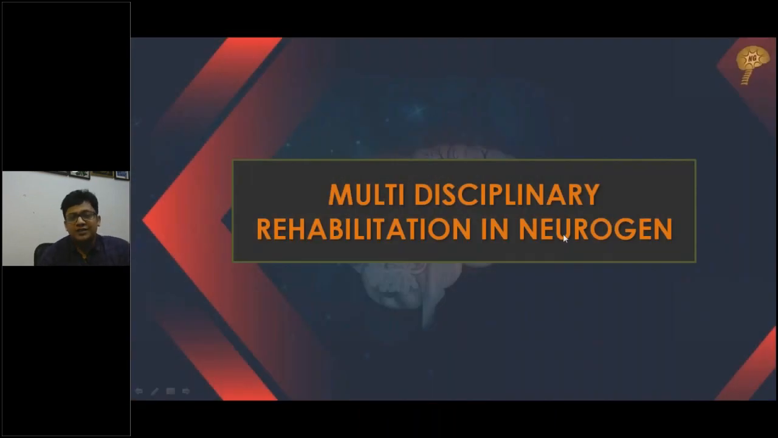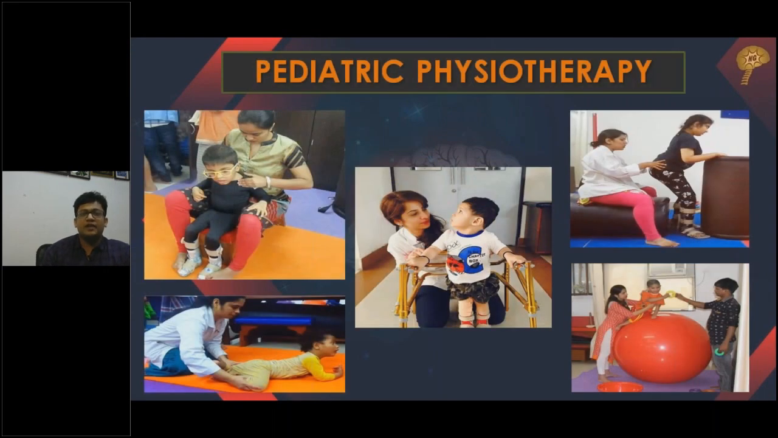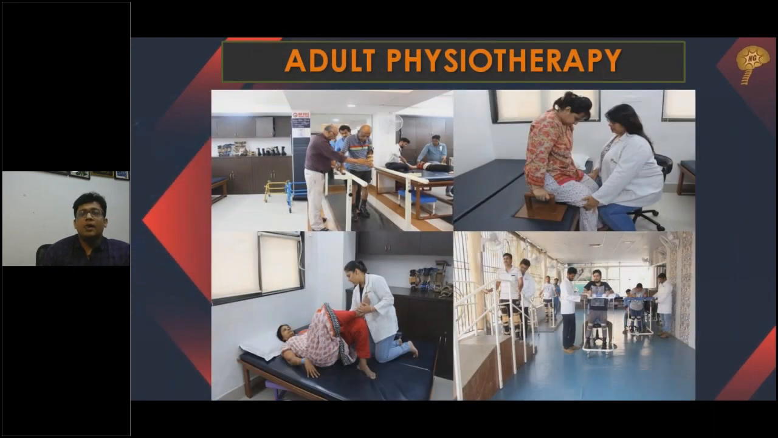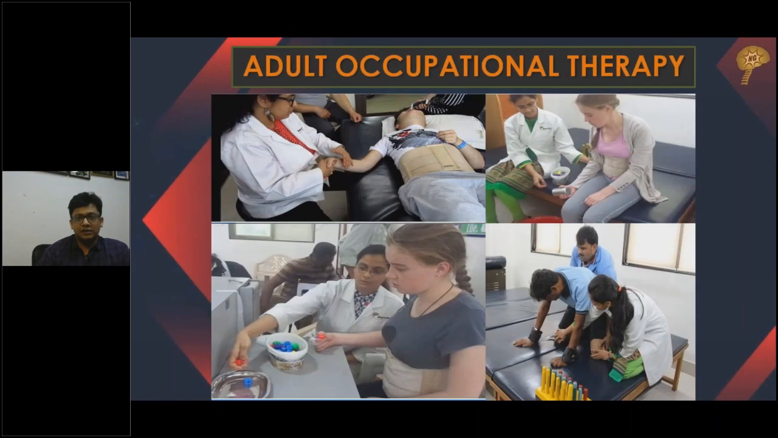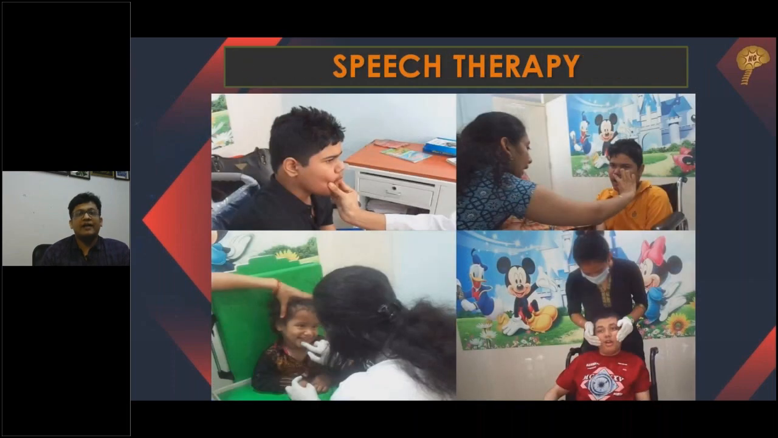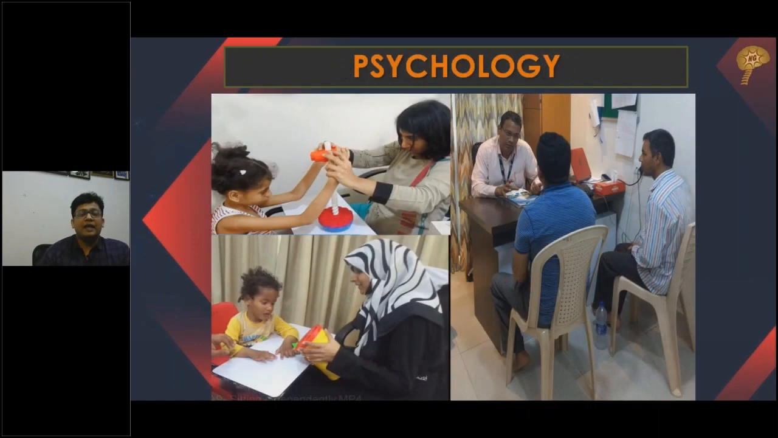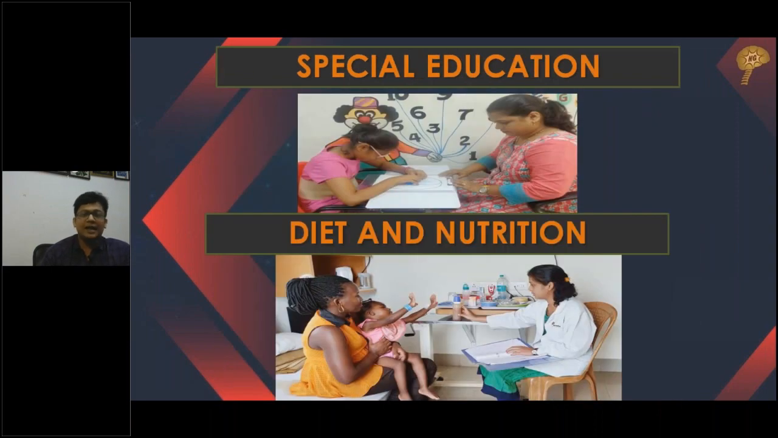So what we do in Neurogen is a multidisciplinary approach. So we have a pediatric physiotherapy unit. We have an adult physiotherapy unit. We have a pediatric occupational therapy unit. We have an adult occupational therapy unit. We have a speech therapy unit. We have a psychological interventions unit, special education, and diet and nutrition.